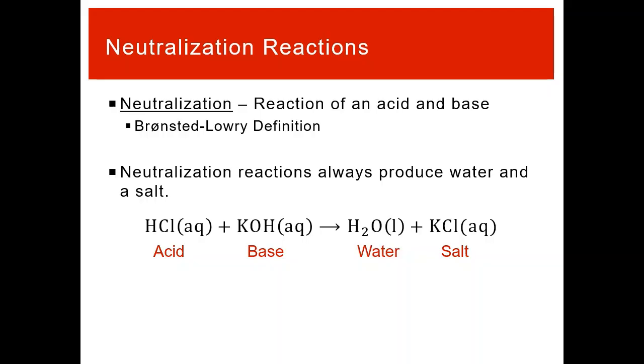And so if you react an acid with a base, the generic description of what that looks like is you have water and a salt as your product. And so you're always going to get water as one product and a salt, which just means an ionic compound. So what we want to talk about is what's going on with these salts.